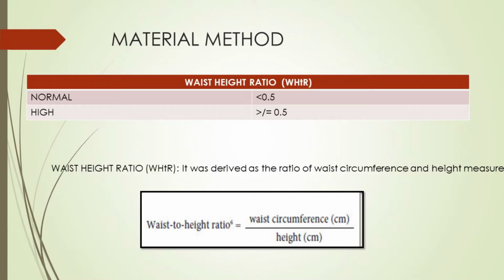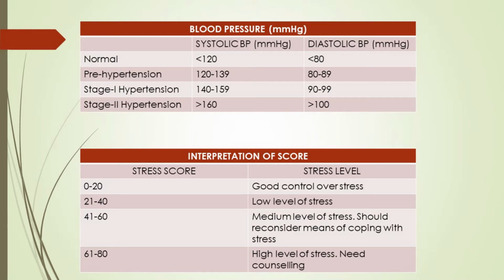To begin with, the materials and methods. This is the waist height ratio, which is waist circumference in centimeters over height in centimeters. If the ratio is less than 0.5, we consider that normal. If it's equal to or higher than that, we consider that abnormal. In the blood pressure category, if the systolic is less than 120 and the diastolic is less than 80, we consider that normal.